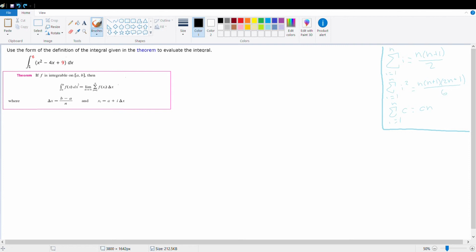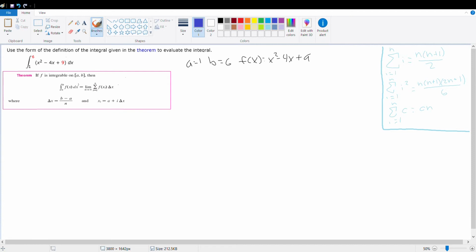The first step is going to be identifying the components of the left side of the equation, which basically just means looking at our integral given and finding our a, which is 1 in this case, our b, which is 6, and f of x, which is x squared minus 4x plus 9. All right, so there you go, components of the left side found.